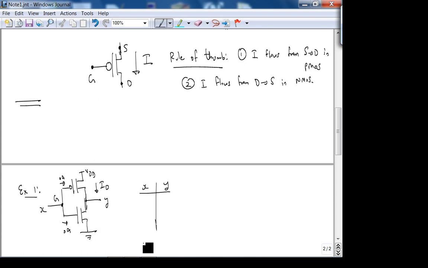So given this is ID, that's how it's abbreviated. It's not abbreviated IDS. Actually, some people might abbreviate it as IDS. So where is the source and where is the drain of the PMOS? Is this the source? VDD is source. Okay. Where is the drain and source of the NMOS, sorry? Drain is at Y. This is source.